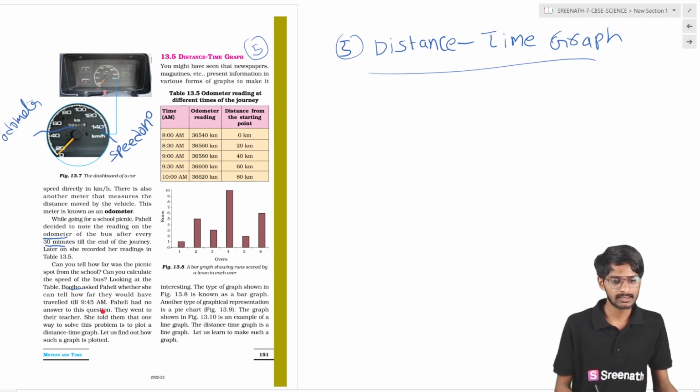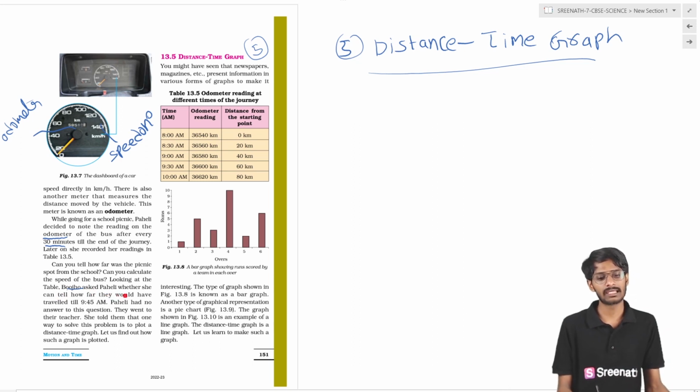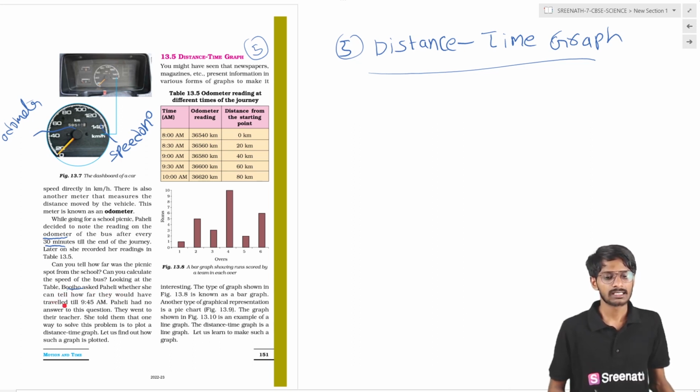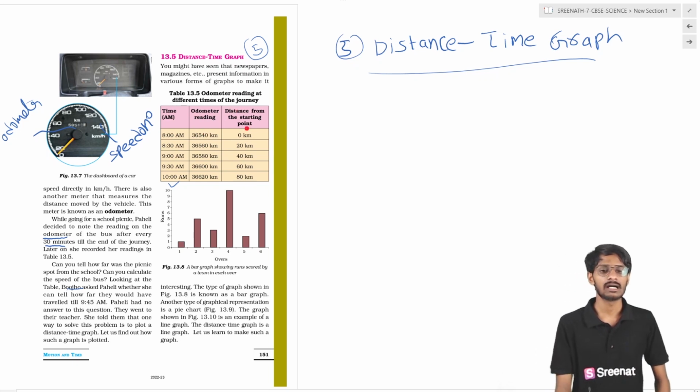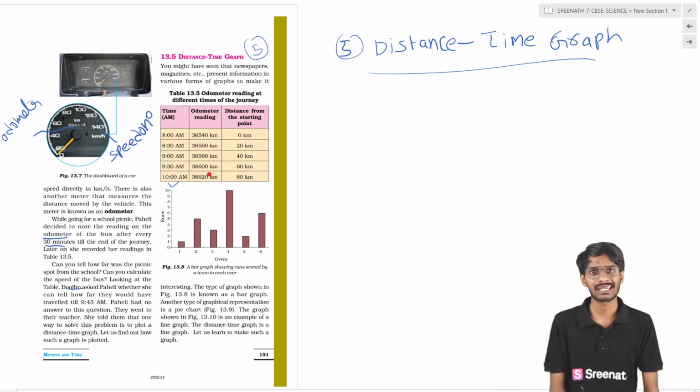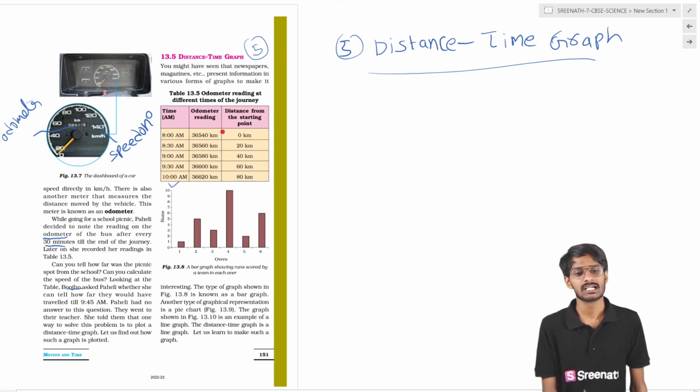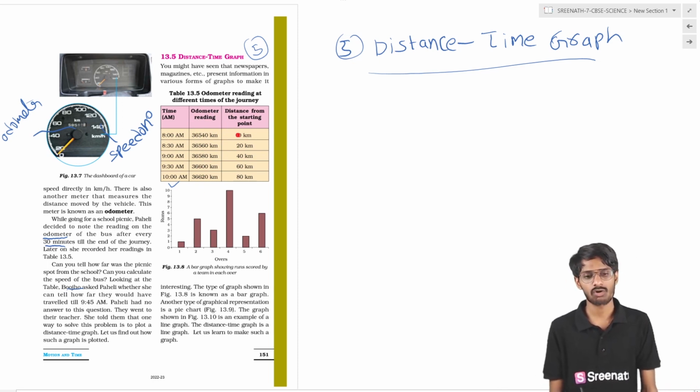Looking at the table, Bojo asked Pehli whether she can tell how far they would have traveled till 9:45 a.m. Pehli had no answer to the question, friends. They started their journey at 8 a.m. and reached the picnic spot at 10 a.m., students. Here she has written the odometer readings, so that the distance from the starting point can be found. By observing the odometer readings, she has written the distance from the starting point.